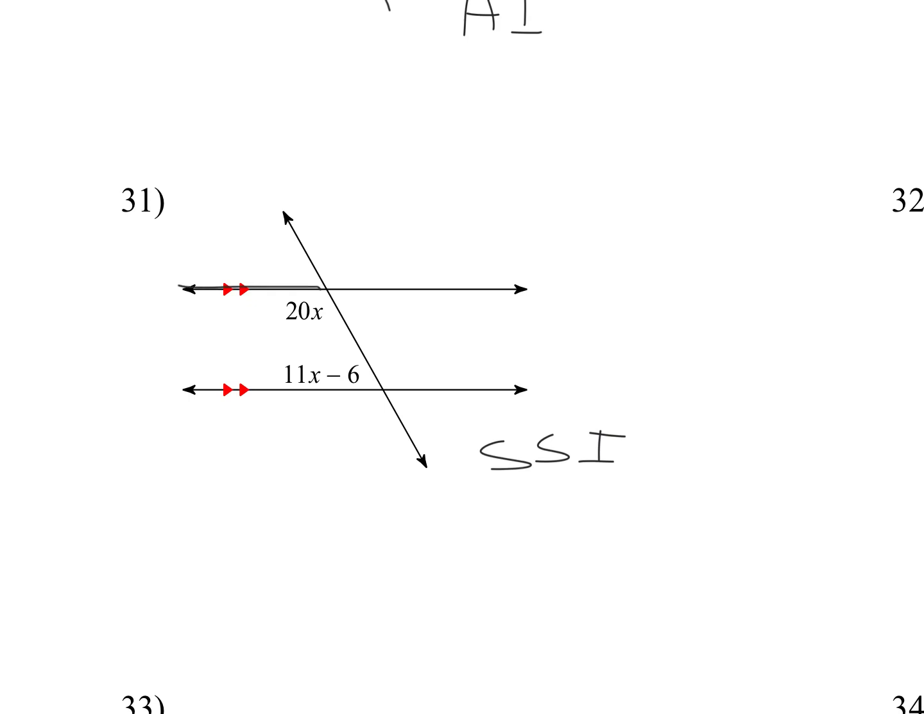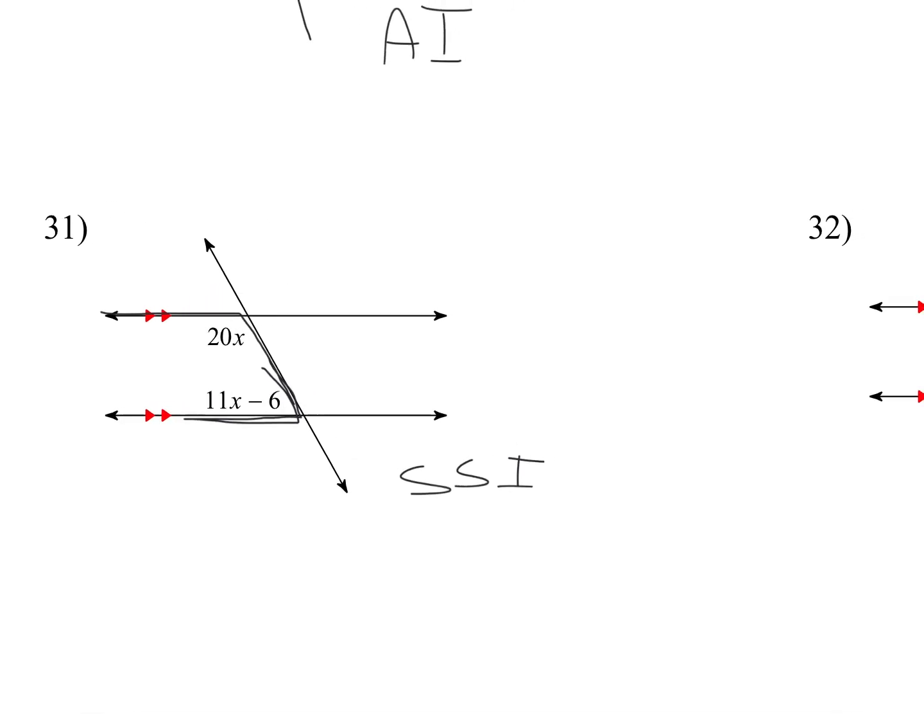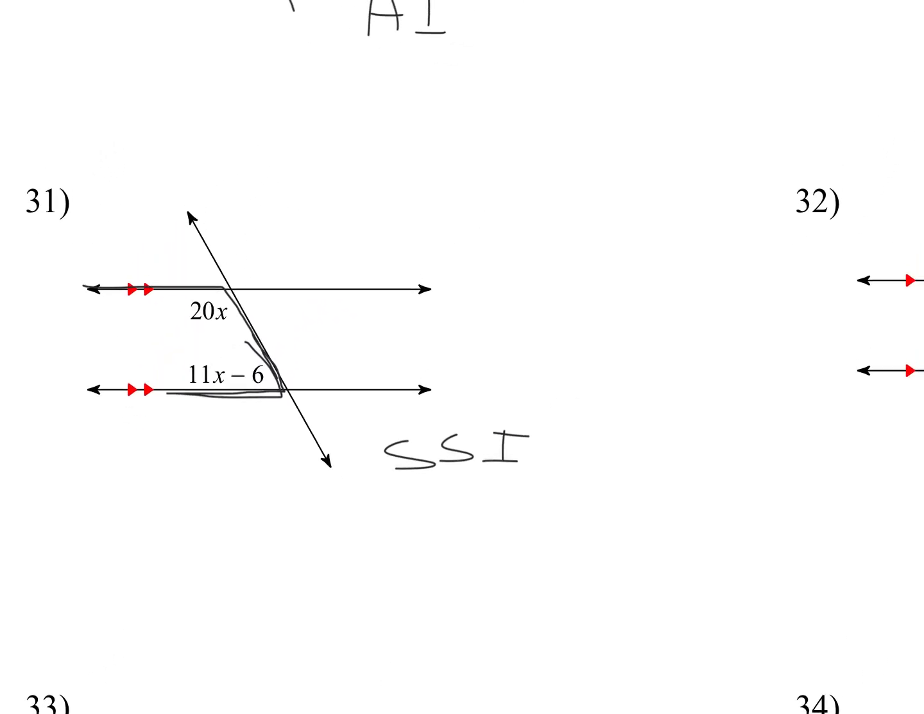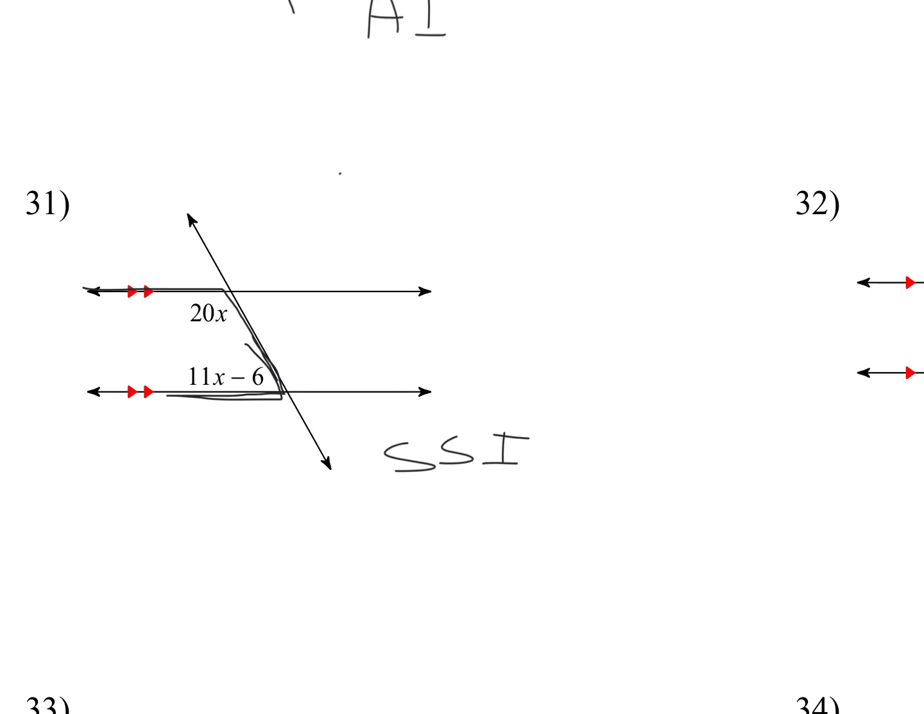So this one, it looks obtuse, right? Yeah. This one, does it look obtuse? No, it's acute. So if you have an obtuse and acute angle, what do they add up to? 180. So how would I set that up if they add up to be 180? 20x plus 11x minus 6 equals 180.